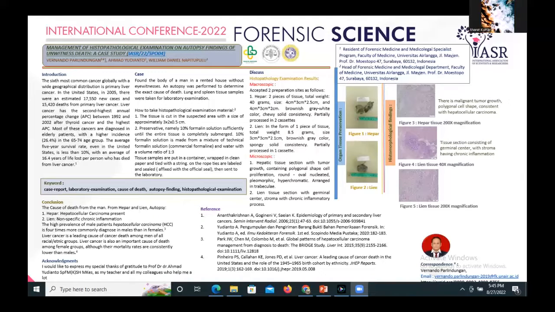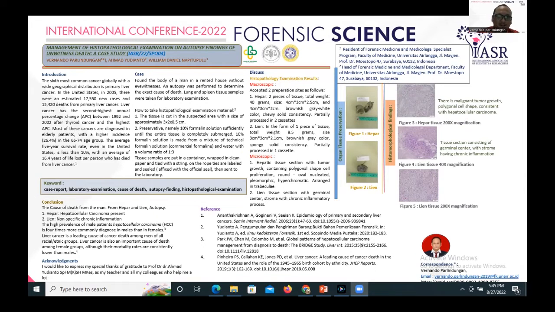highest APC. Most of these cancers are diagnosed in elderly patients with higher incidence, 26.4% in the 65 to 74 age group. The average 5-year survival rate, even in the United States, is less than 10%, with an average of 16.4 years of life loss per person who has died from liver cancer.